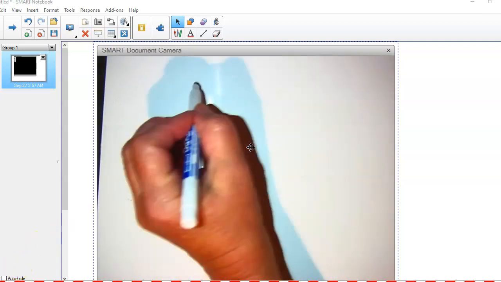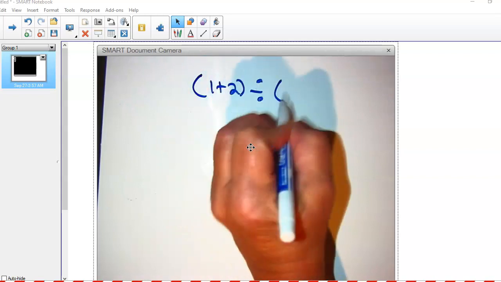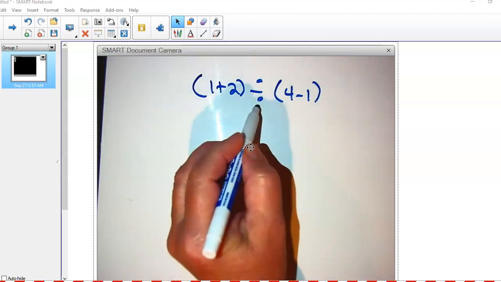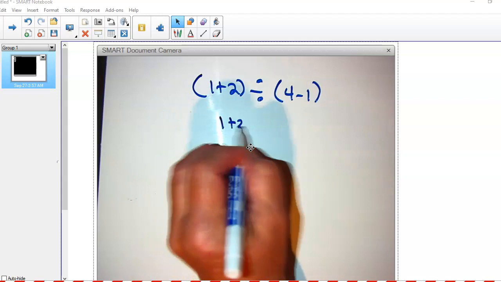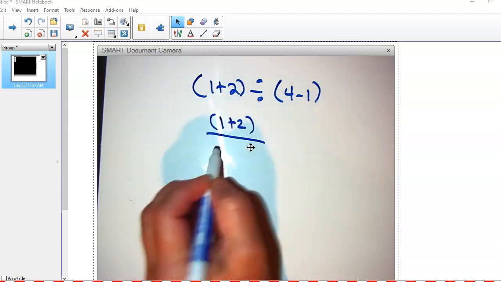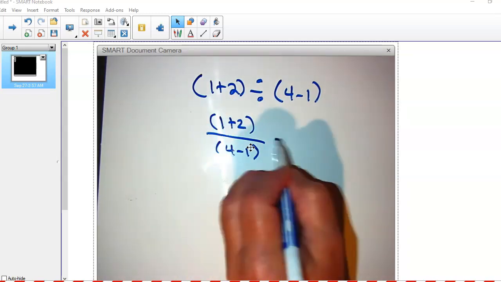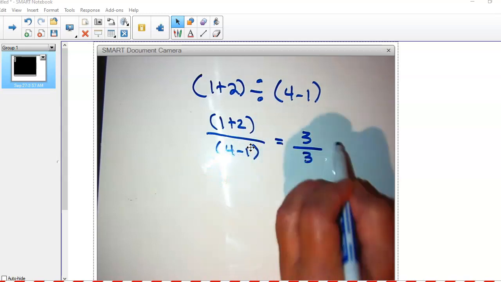Okay, next problem. 1 plus 2 divided by 4 minus 1. We can write this on top of each other because it's kind of like a fraction, right? So we're going to say 1 plus 2 divided by 4 minus 1. And that's going to give us 3 over 3. And that is equal to 1.